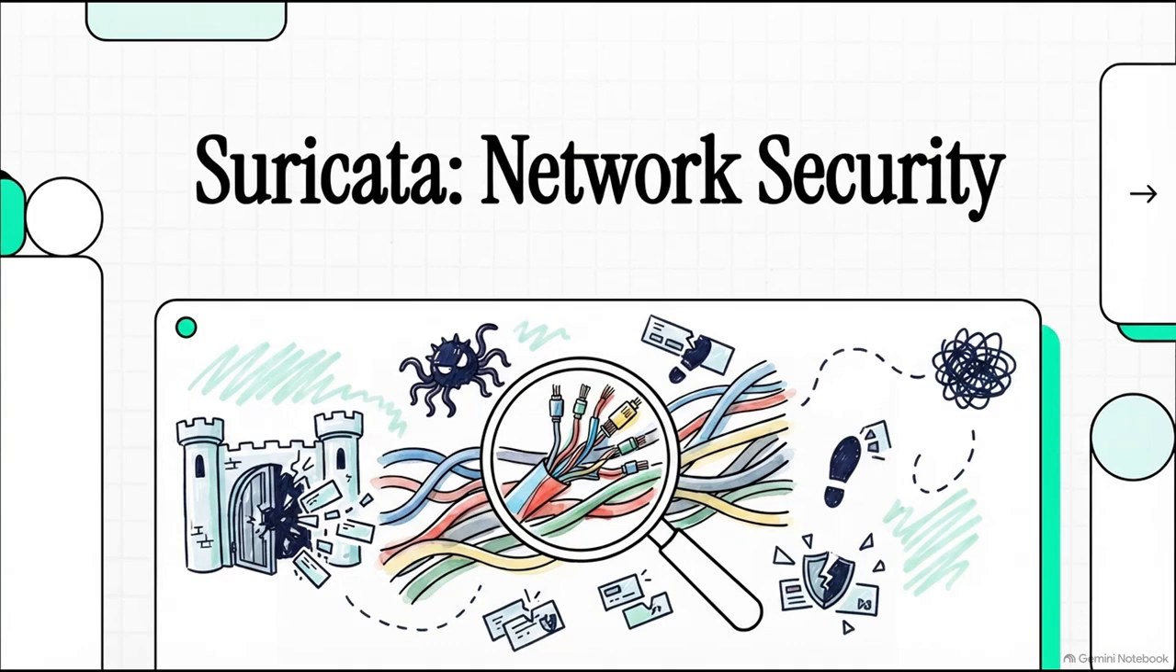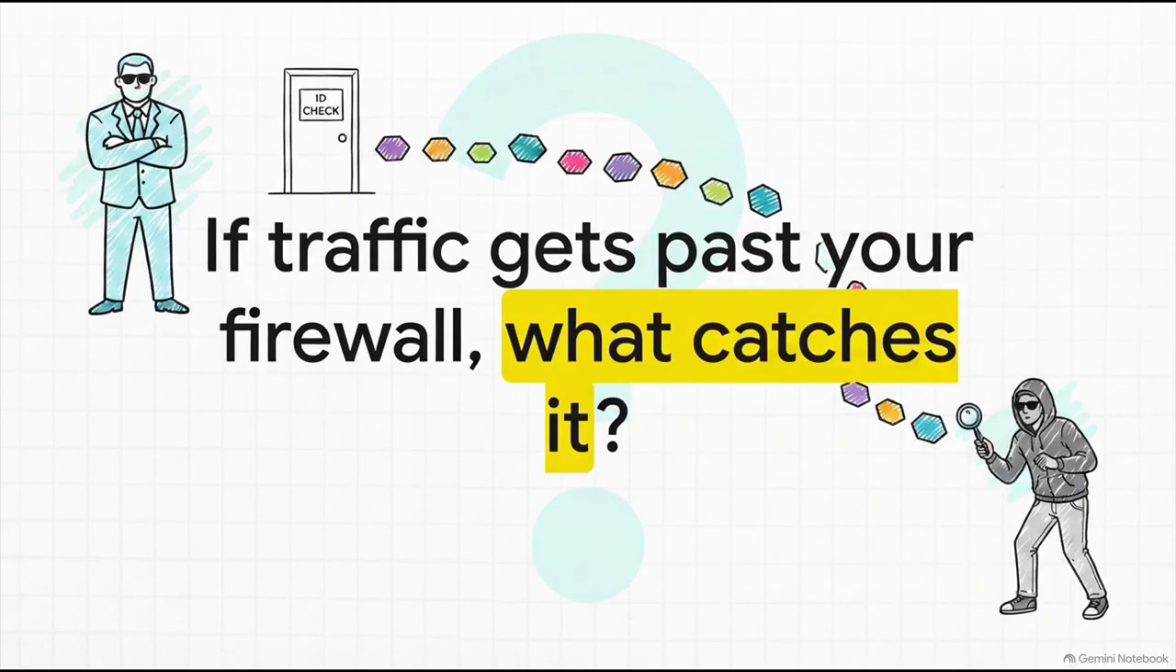Today, we're officially closing out Module 12 of our free and open source cybersecurity series. And we're going out with a bang because we're tackling a huge missing link in so many network setups. What actually happens after your perimeter gets breached? Think about it. If traffic gets past your firewall, what actually catches it?